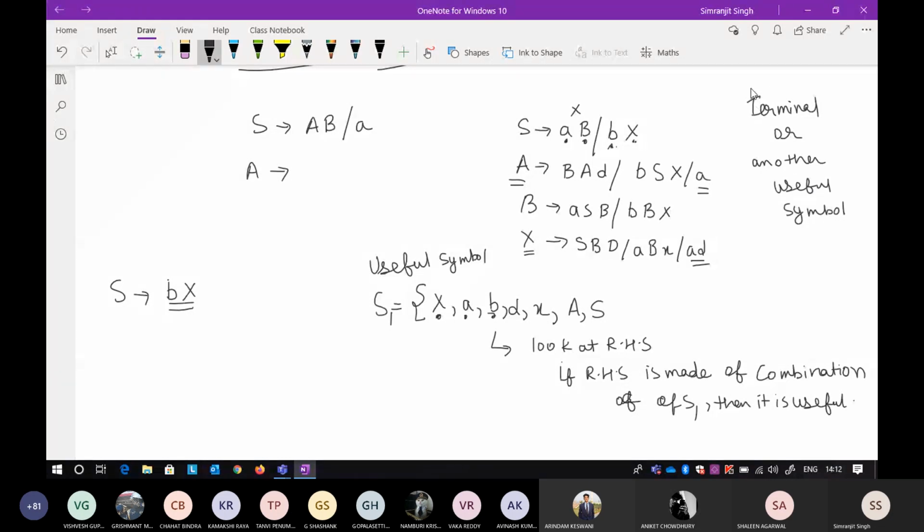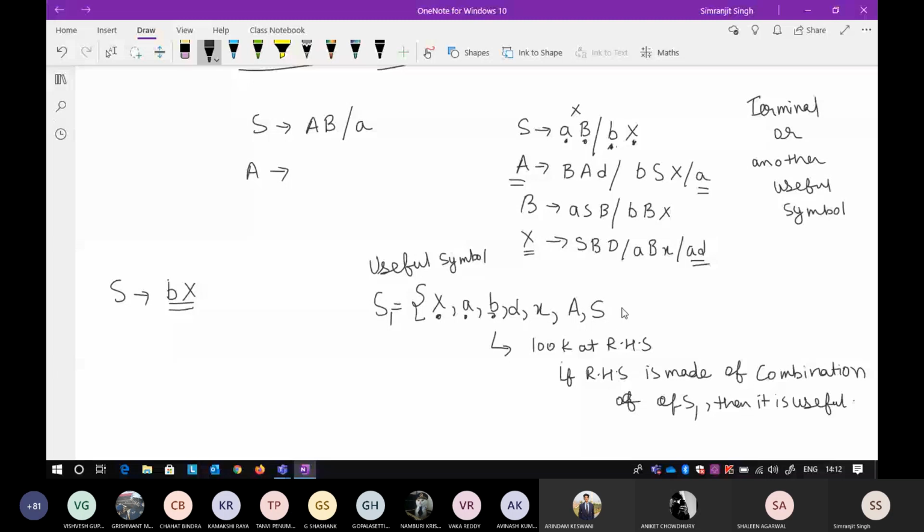If it is deriving a terminal or another useful symbol, then that symbol is also useful. Now if you're seeing this one, the right hand side of this production is made up of your useful symbols, B and X. That is also a useful symbol. So it means that S is also a useful symbol. That is why I have also included S in that set.